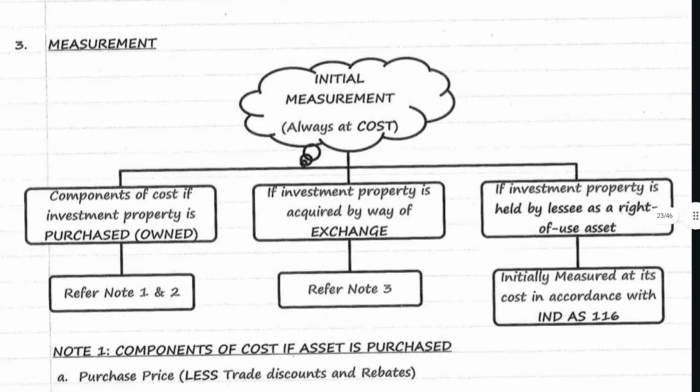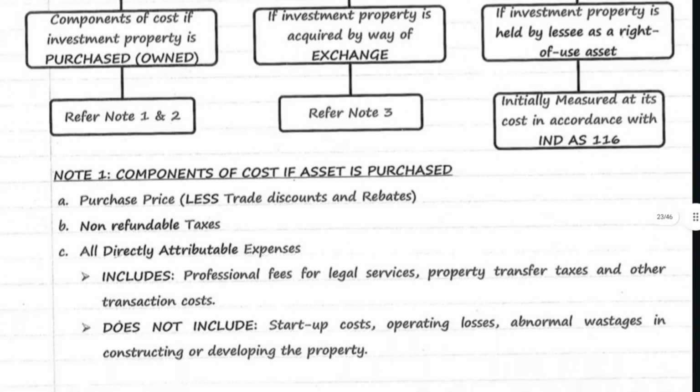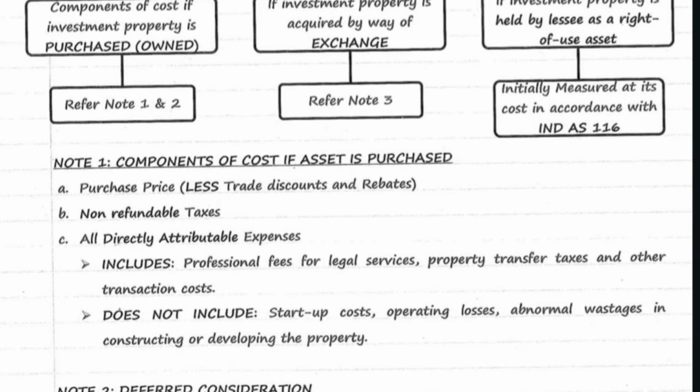Initial measurement of investment property. Investment property will be initially measured at cost. Always at cost. What are the components of cost if investment property is purchased, that is owned? That means cost includes purchase price less trade discount and rebates, add non-refundable taxes, add all directly attributable expenses, which includes professional fees for legal services, property transfer taxes, and other transaction cost, but does not include startup cost, operating losses, abnormal wastages in constructing or developing the property.